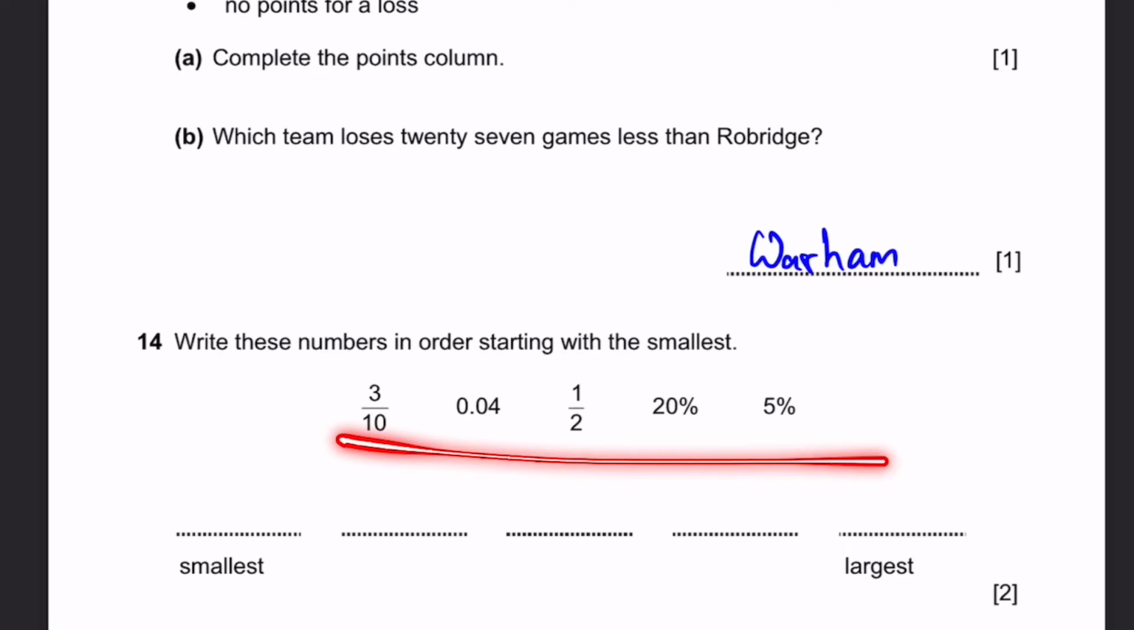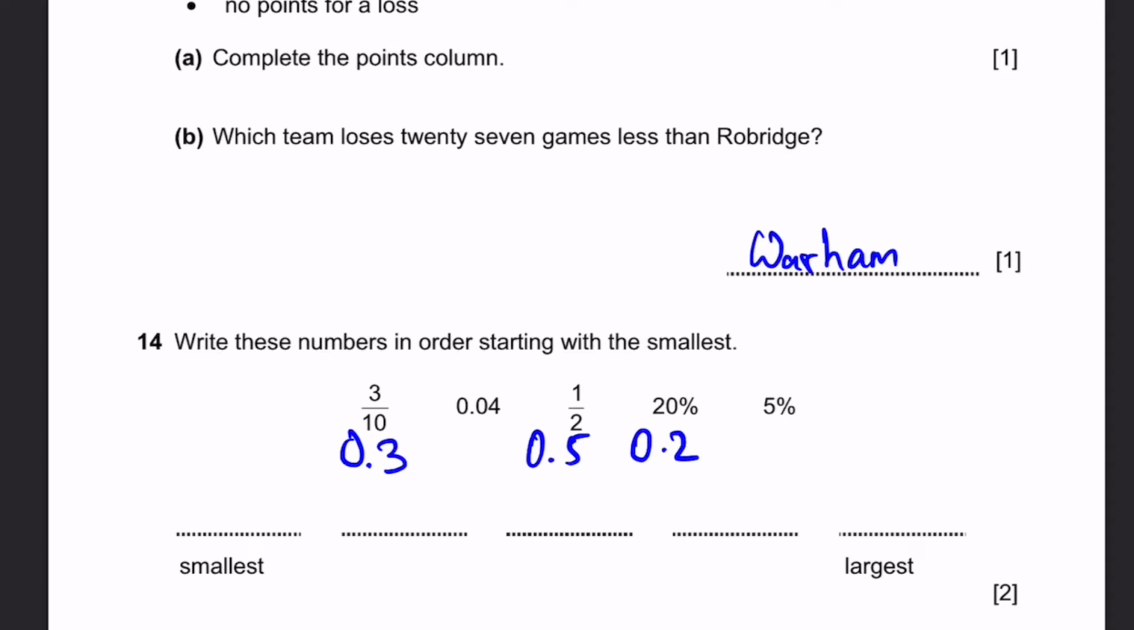3 by 10, 0.04, 1 by 2, 20%, 5%. Let's convert all of these to decimals. 3 by 10 is 0.3. 0.04 is already decimal. 1 by 2 is 0.5. 20% is 0.2, and 5% is 0.05. So smallest is 0.04. As the hundredths digit in value, any value is smaller than another value and tenths digit. So these three can't be the smallest. And 4 is less than 5 in the same digit, so that's the smallest. And the next number is 0.05 or 5% in similar reasons.